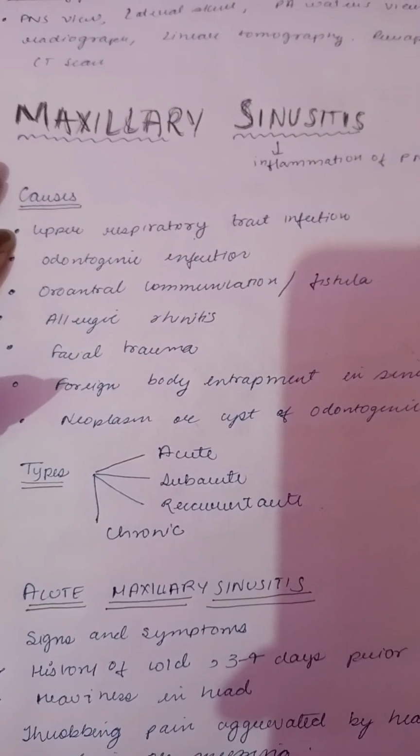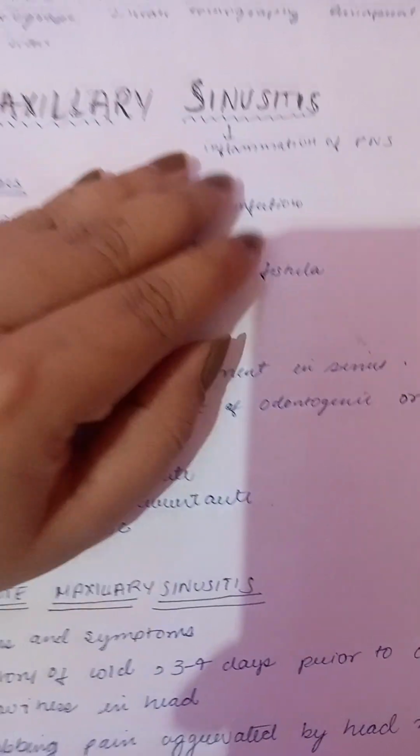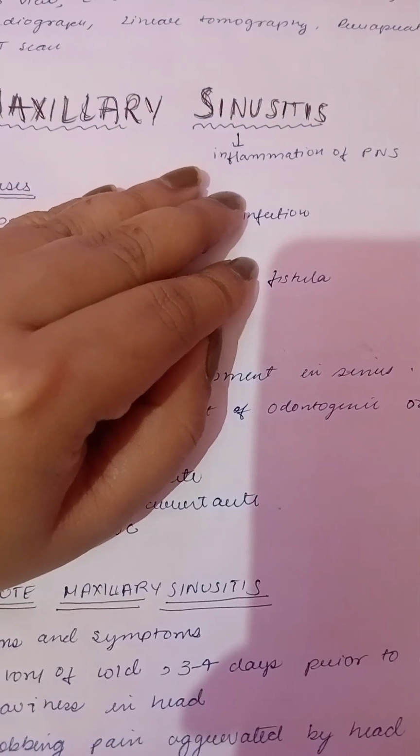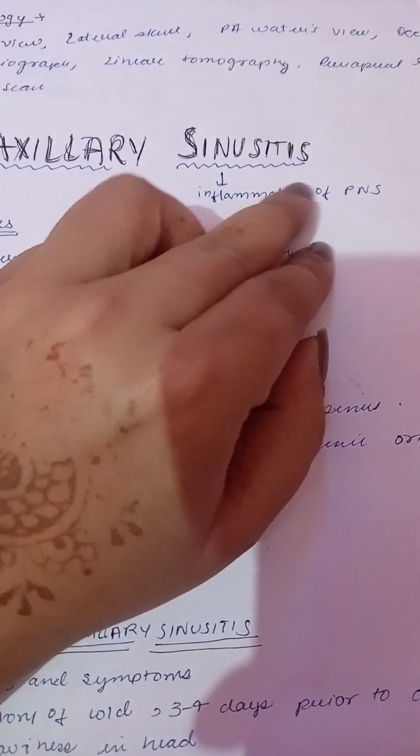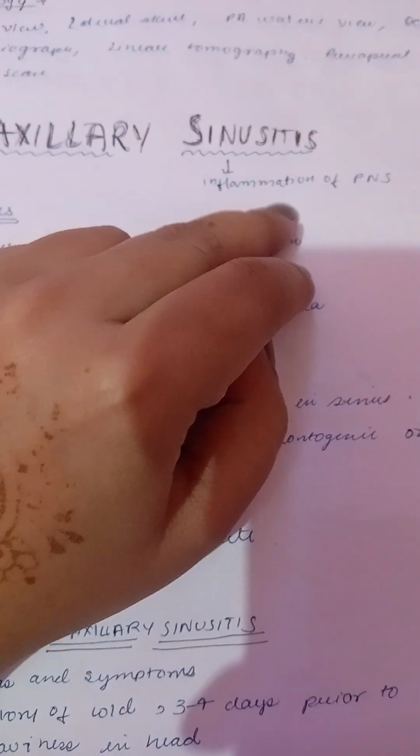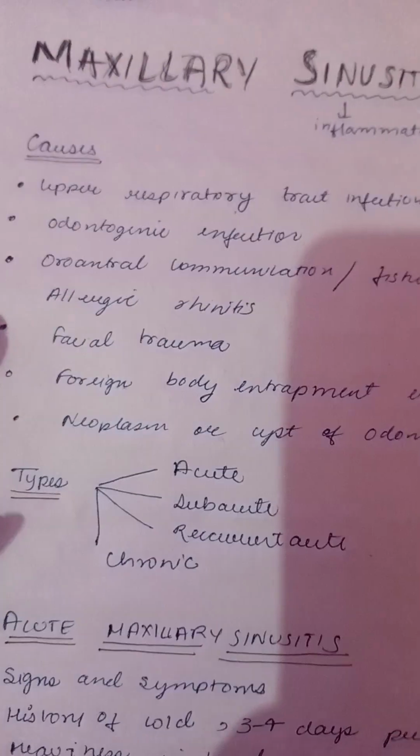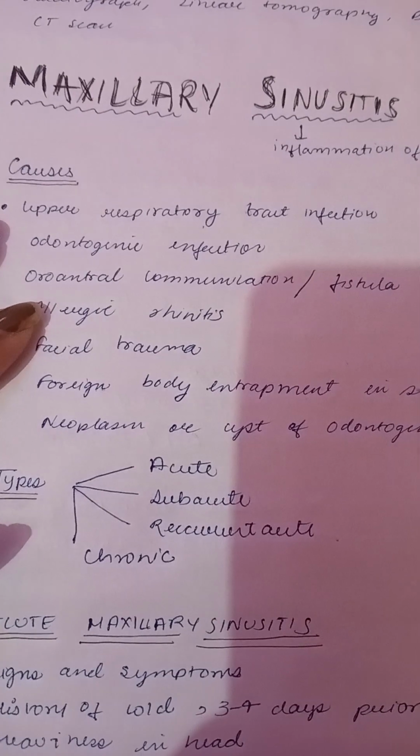Now let's start maxillary sinusitis. Today we will be dealing with acute maxillary sinusitis. What is sinusitis? In layman's terms, it is the inflammation of the PNS. Whenever there is itis in anything, itis represents inflammation. So inflammation of the sinus is sinusitis.